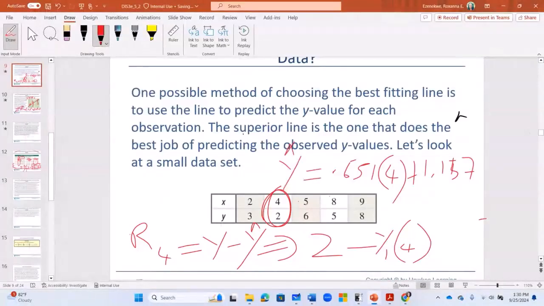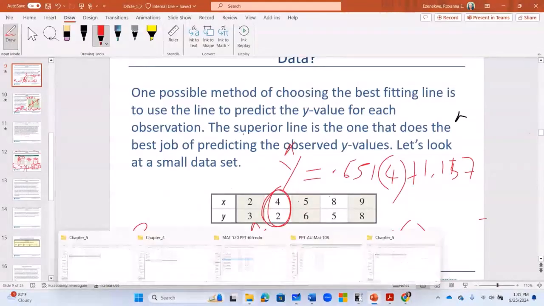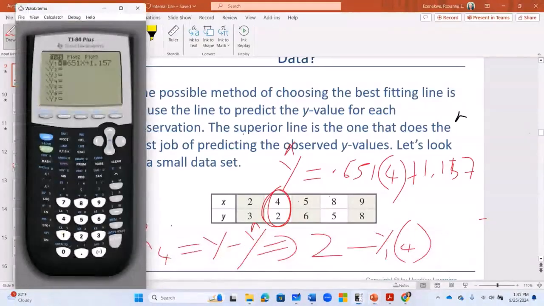I am calculating the residual for 4. So I will substitute 4 in the equation in my y1, and I'm going to get the answer. Of course, you know that the residual should be negative because 2 is less than whatever that quantity is. So I can just tell my calculator everything. I'm going to second quit. This is what I'm calculating: 2 observed minus the predicted value for 4.